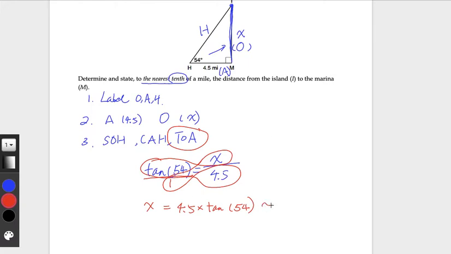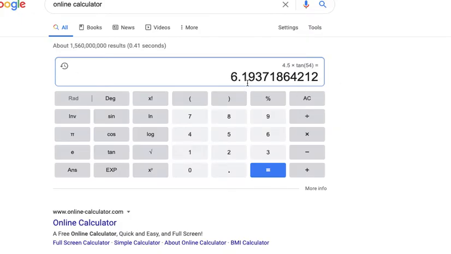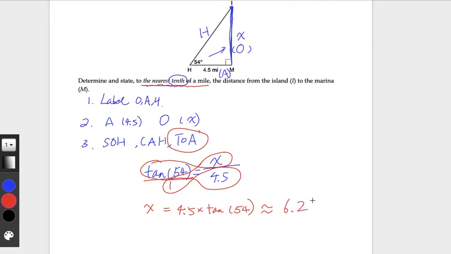I can just write down the answer 6.19, but let's go back to check. This says nearest tenth of a mile. Remember, the tenth is the number right after the whole number. So it's 6.1, and after 1 is 9. So we can definitely round it up. That's why the answer should be 6.2, because we are rounding the answer, so I use this symbol to represent that it is an approximate value, 6.2 miles. This is our unit, and we're finished. So the distance between the island and the marina is 6.2 miles.